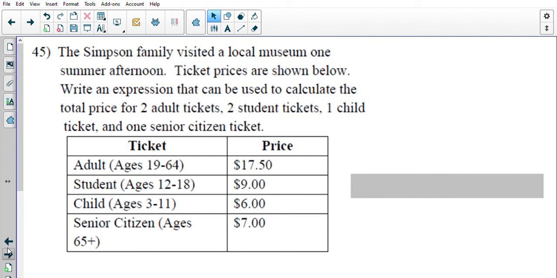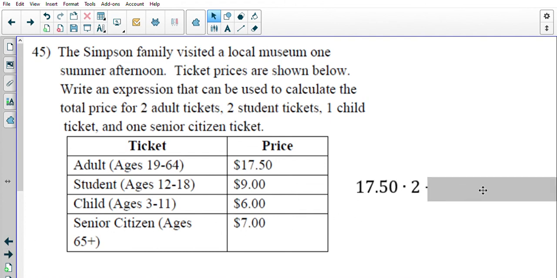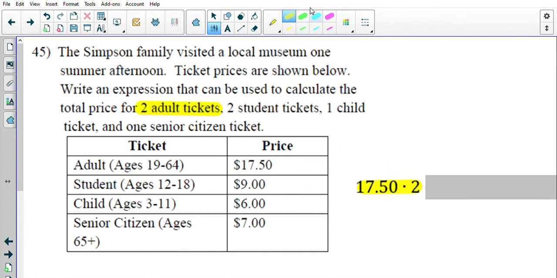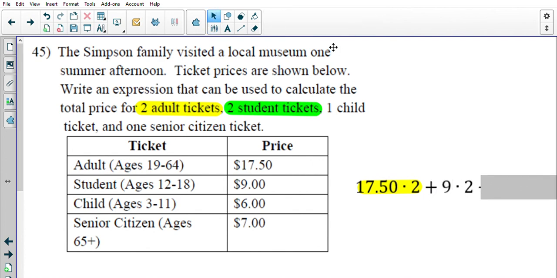So we've got 2 adult tickets at $17.50. So that's $17.50 times 2. That's for our 2 adults. Let me highlight that for us. So this is for our 2 adults. Plus, we have 2 students at $9 a piece. So that's going to be 9 times 2. Could you switch the order around and do 2 times 9?